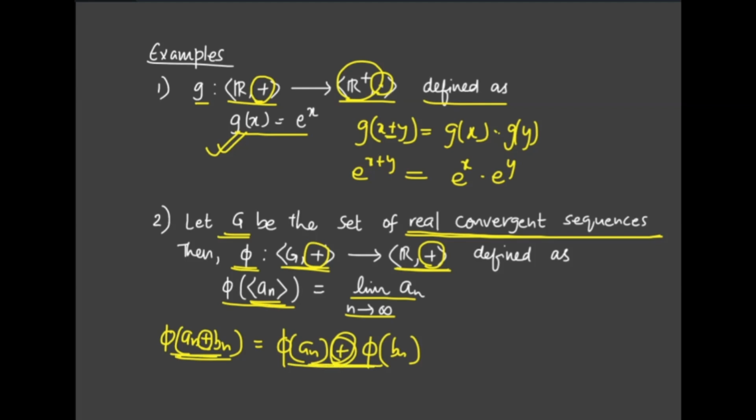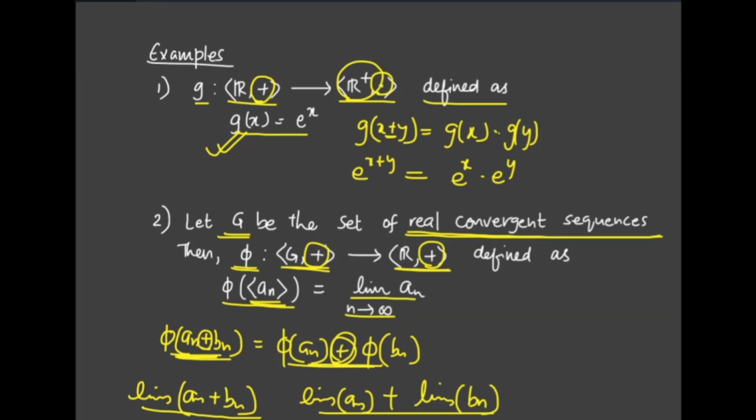What is phi of a_n plus b_n? Limit of a_n plus b_n. And what is phi of a_n? Limit a_n. And what is phi of b_n? Limit b_n. Plus. Are these two the same? Yes, they are. In real analysis, you must have studied that for a finite number of sequences, the sum of the limits equals the limit of the sums. So because of that, both of these values are the same, and because of that, this is a homomorphism.